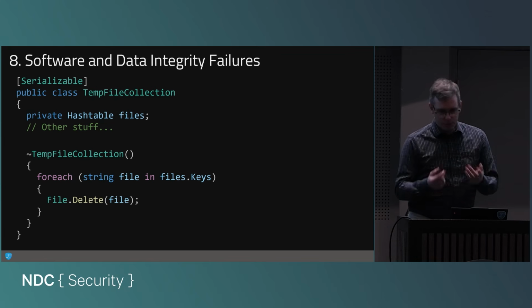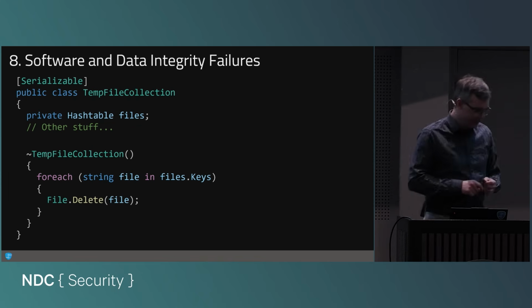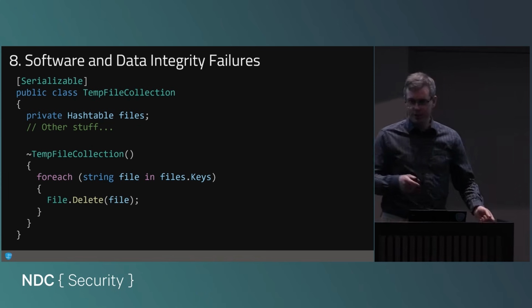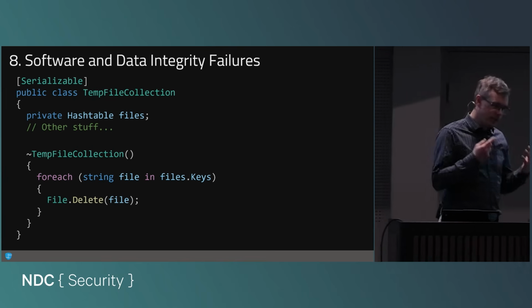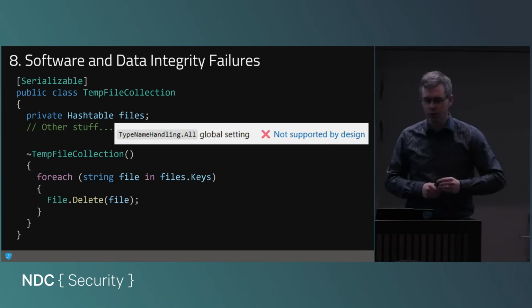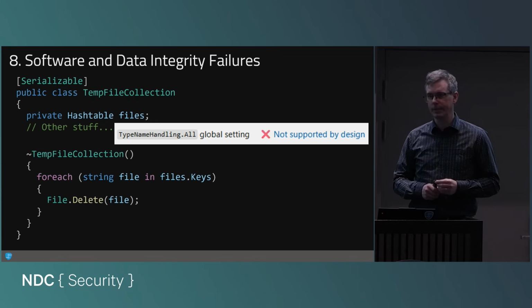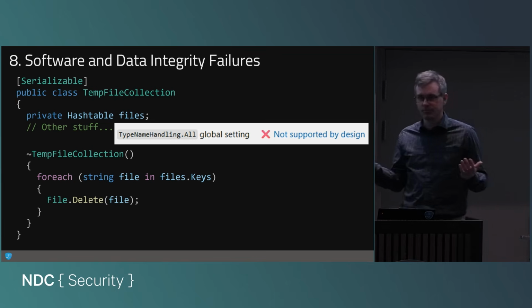So in the Newtonsoft JSON version of this slide, I said that this is secure by default, but don't ever change this setting because then you're vulnerable. I checked System.Text.Json, what do? TypeNameHandling.All, a global setting, not supported by design, period. They didn't just close the door, they removed the door entirely, which is good.